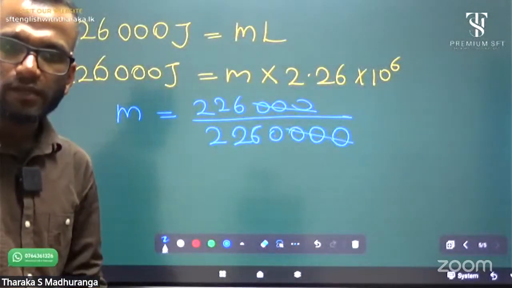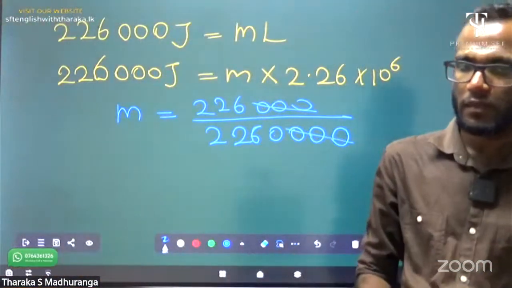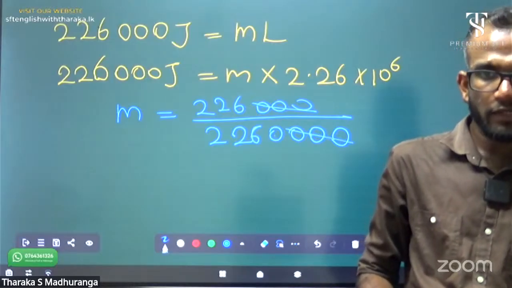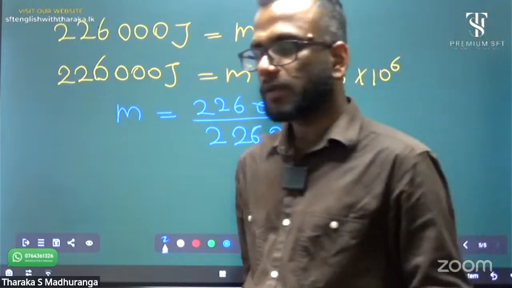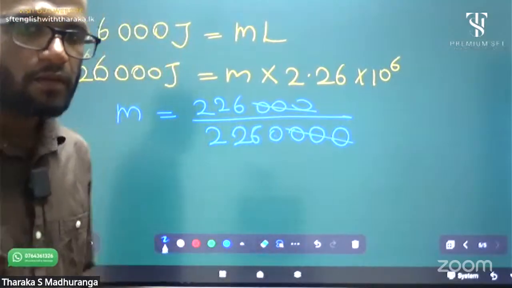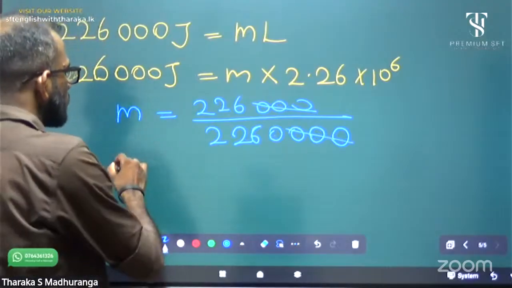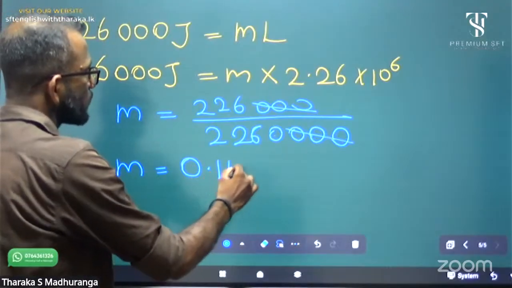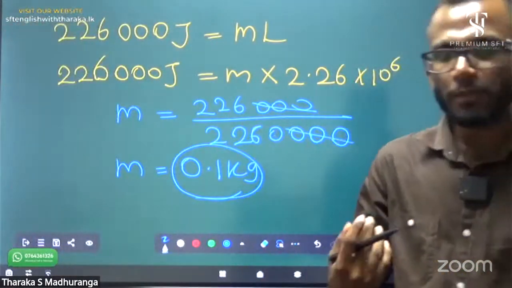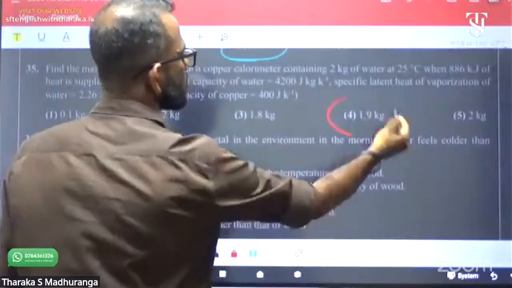What's the answer? The vaporized mass? 1/10, right? Am I correct? 1/10 means 0.1. So m equals 0.1 kilogram. This is the vaporized amount, 0.1 kilogram, that means 100 gram. Then the remaining amount is 1.9 kilogram.